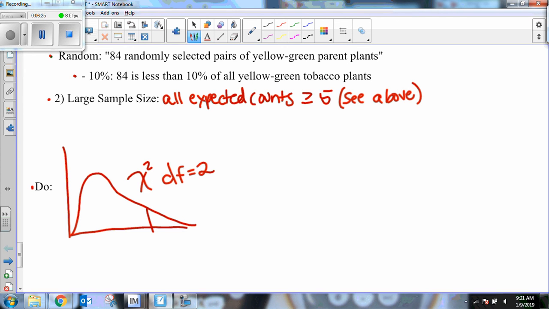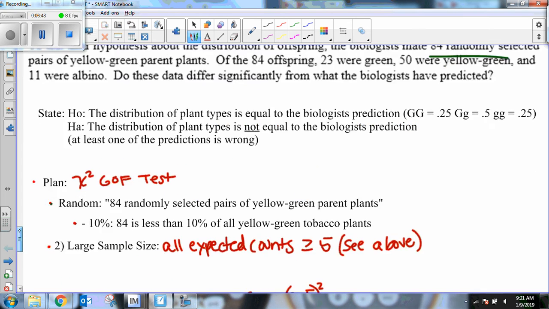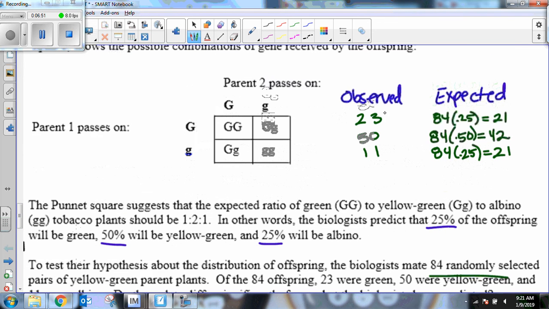Again, we have to find what's our chi-squared test statistic, and then we're going to find the p-value from there. So we got to know the chi-squared formula. Chi-squared is equal to the sum of the observed minus the expected squared divided by the expected. So remember, we just used the numbers above from the chart. We can look back up here where we have the list of observed and expected. We're going to do 23 minus 21 squared divided by 21, 50 minus 42 squared divided by 42, 11 minus 21 squared divided by 21.